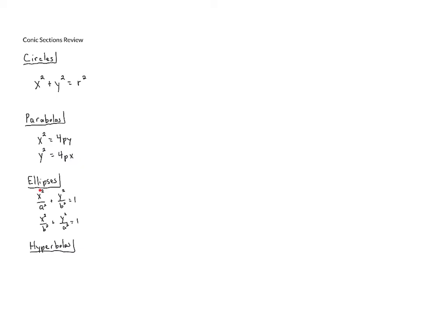If we had an equation like this, where a and b were the same, let's say a and b are both 3, so we've got 3 squared, or 9, in the denominator. In that case, we just end up with a circle, because we can multiply both sides by 9 to get rid of the denominators, and then we'd have x squared plus y squared equals 9. So the difference between a circle and an ellipse is that with an ellipse, the coefficients will be different on the x squared and y squared terms, but on a circle, the coefficients are going to be the same.